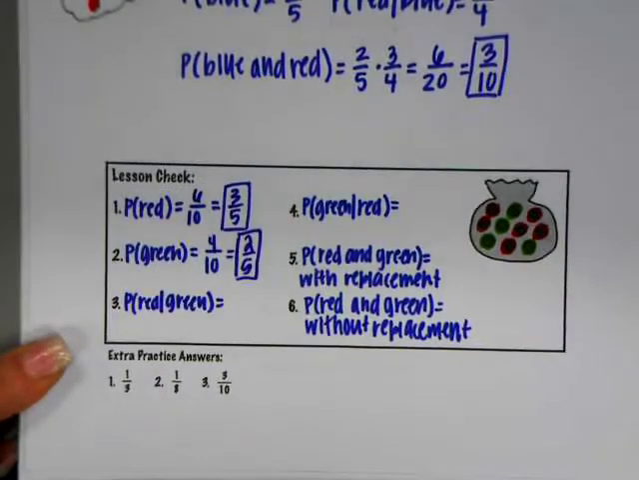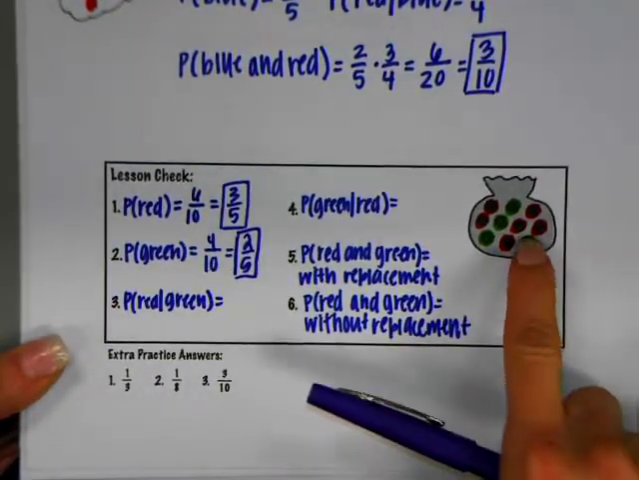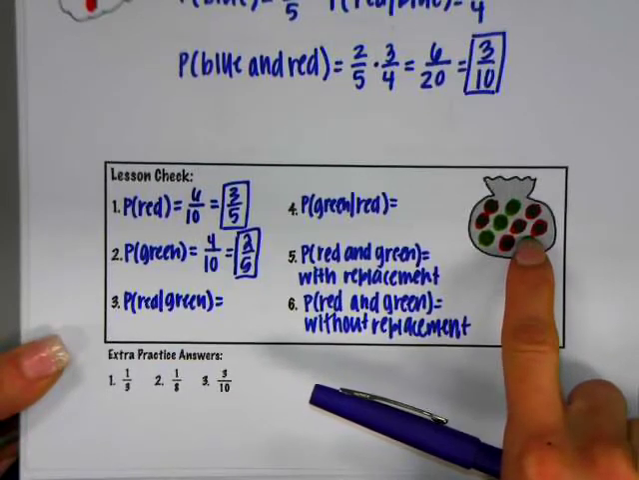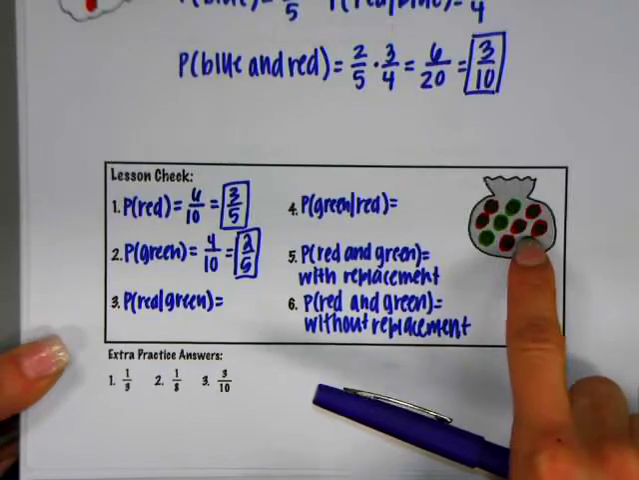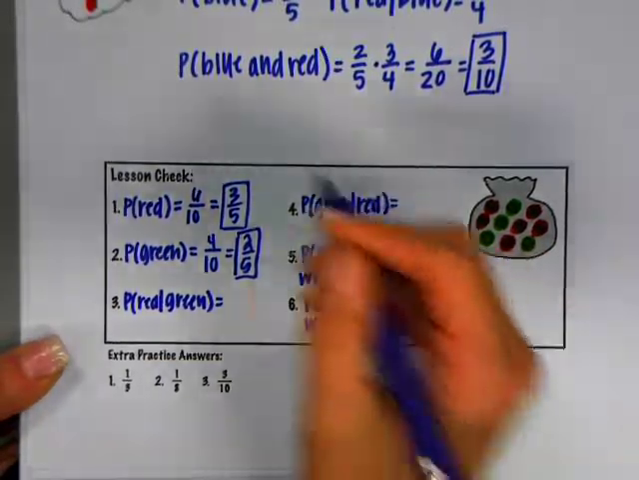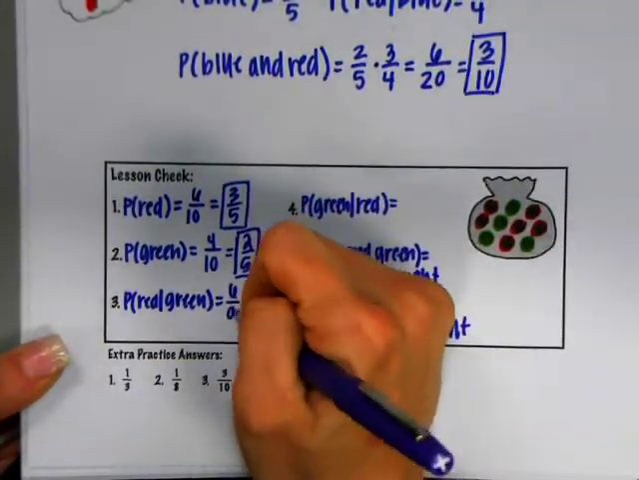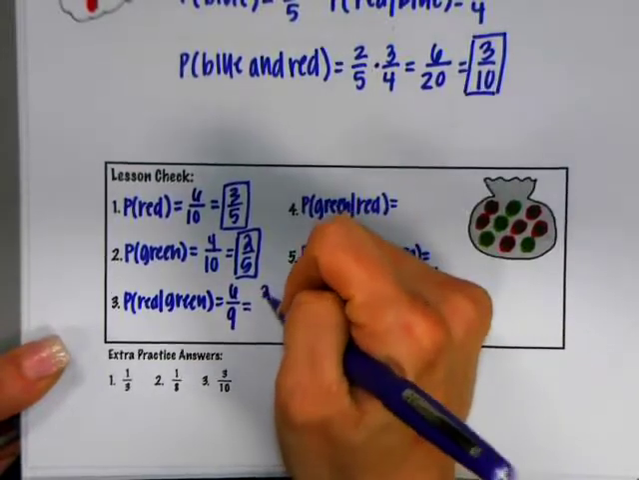The probability of red given that you've already taken out a green. So if I already removed a green, how many red ones are there? There's 6 red ones out of how many total? Nope, because I took a green one out. 9, yeah. So 6 out of 9, so that reduces to what? Yep, 2/3.